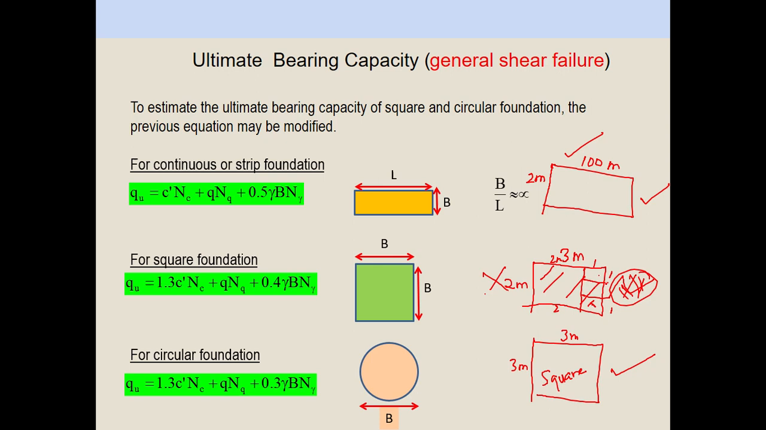But if you cannot use the Terzaghi equation, we have another method that considers the rectangular shape. You can use the Meyerhof method rather than the Terzaghi equation. The Terzaghi equation is very simple. If you see the equation, it only considers the shape factor, not the inclined load and everything. So it's very simple compared to Meyerhof.